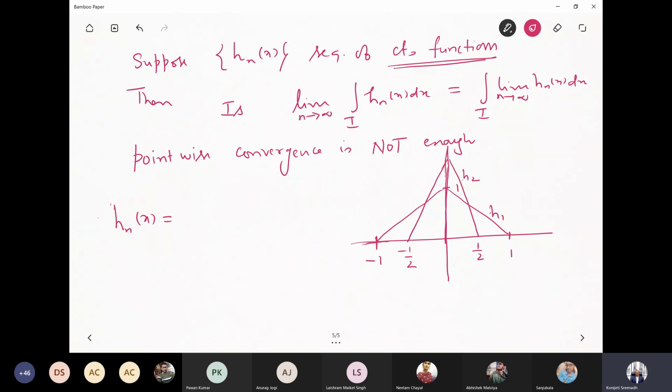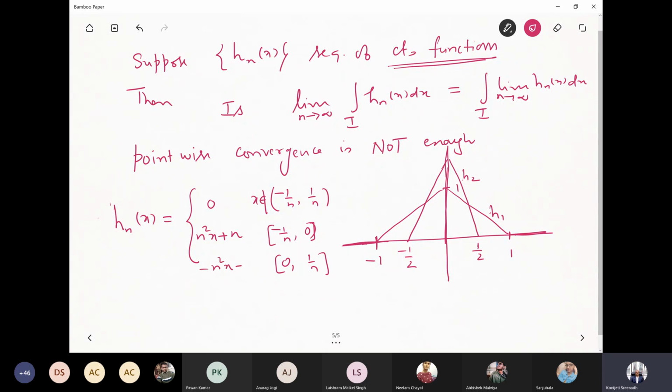Which is defining these lines only. So for each n I have to define. So for x outside -1/n to 1/n, you take it to 0. And on the left hand side, in this interval, take it as n square x plus n, and from 0 to 1/n, take -n square x plus n.